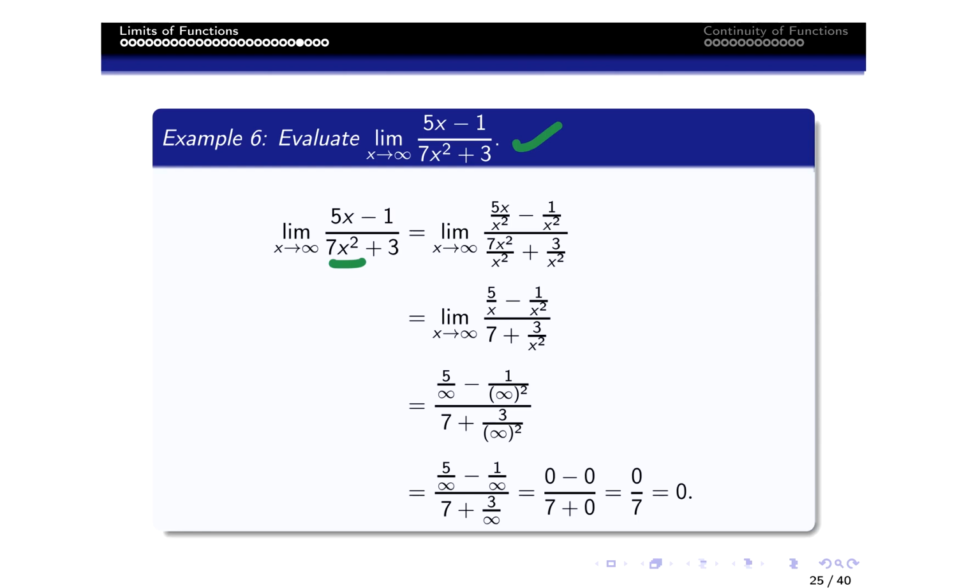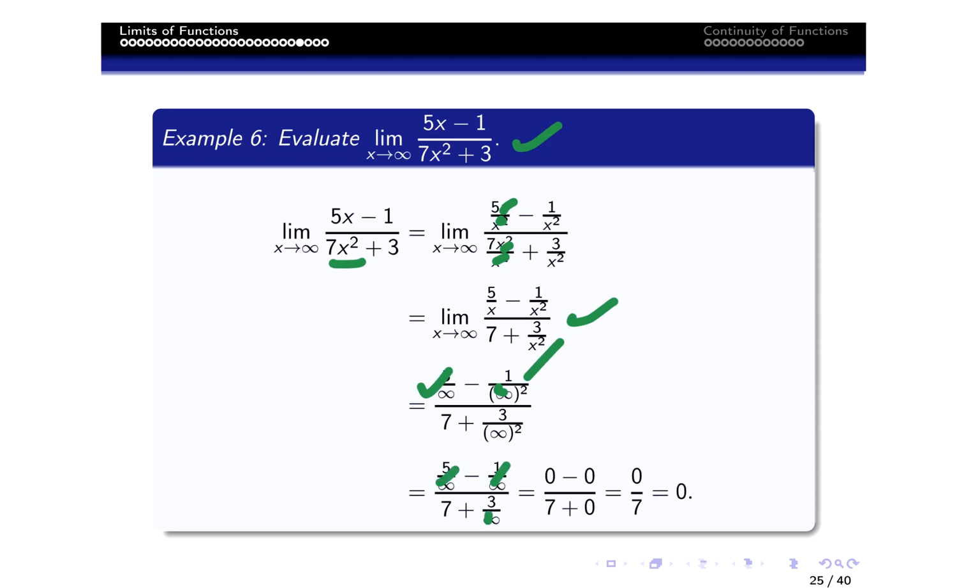All this x will cancel all this, and you have all the other. So you have 5 over x minus 1 over x squared, divided by 7 plus 3 over x squared. So anywhere there is x, everything goes to 0. So this is 0, this is 0, and then you have 7 plus 3 over infinity. So 0, 0, 0. So you have 0 minus 0 over 7 plus 0, and 0 over 7 is 0.